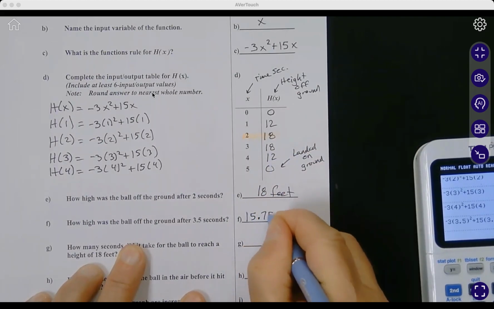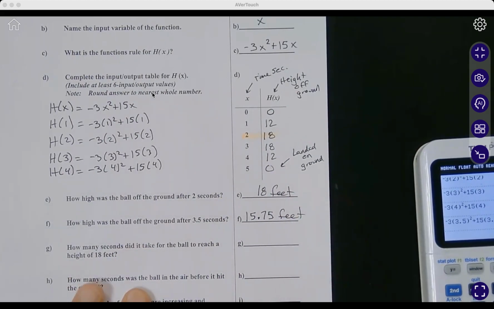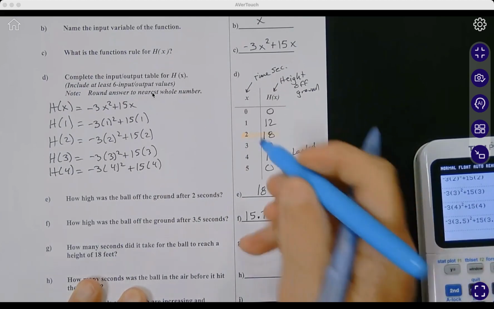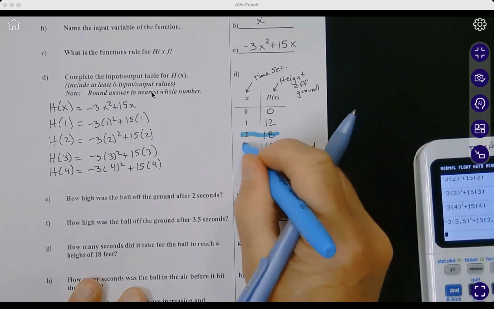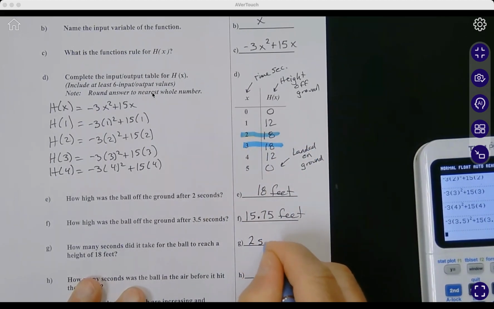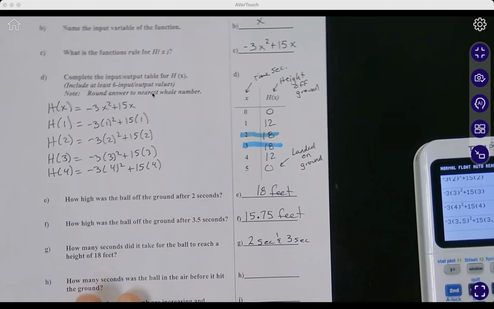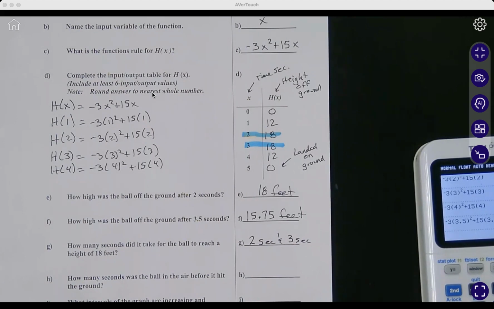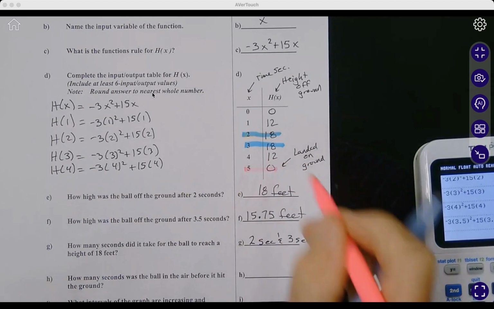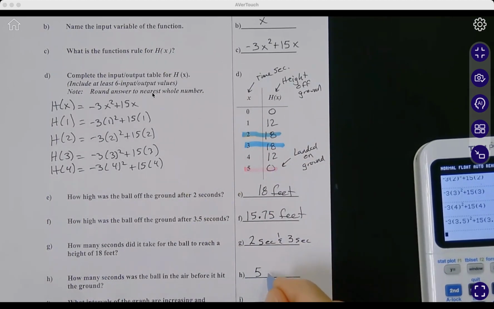So 15.75 feet. How many seconds did it take for the ball to reach a height of 18 feet? Well, that happened twice. It happened at 2 seconds on the way up, and then it happened again at 3 seconds on the way down. So 2 seconds and 3 seconds. How many seconds was the ball in the air before it hit the ground? Well, I know it hit the ground, boom, right there, because the height off the ground is 0. So 5, and we're talking about seconds.